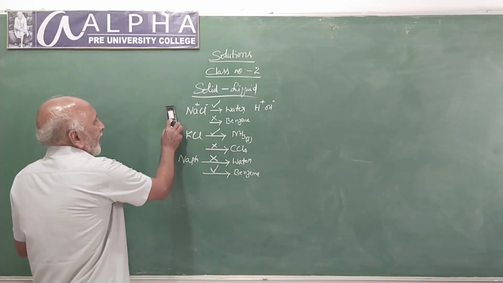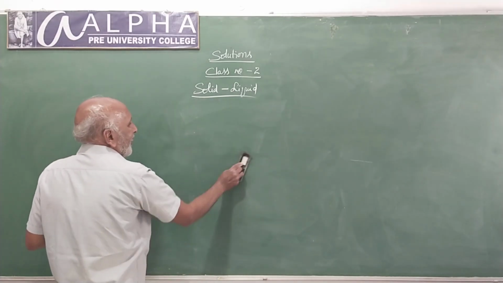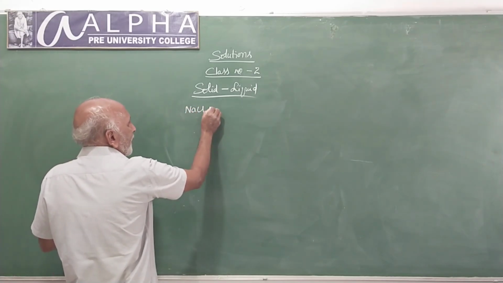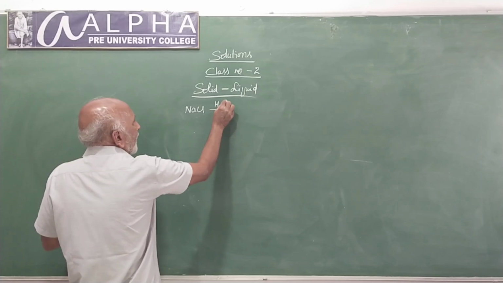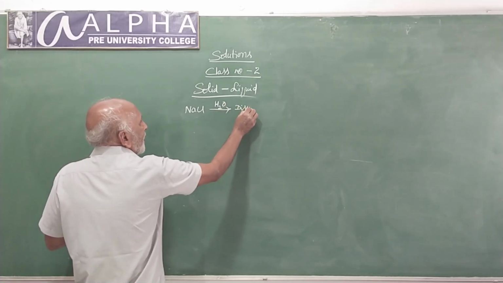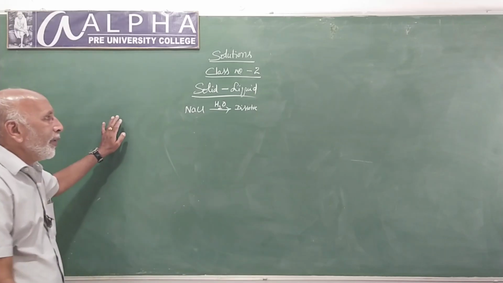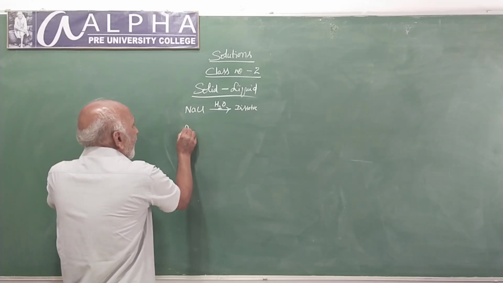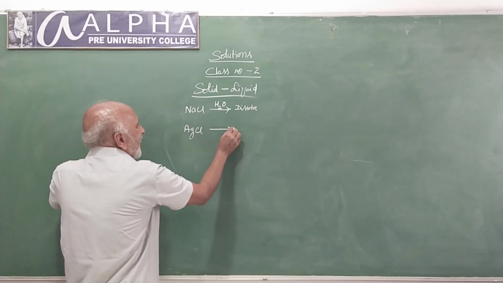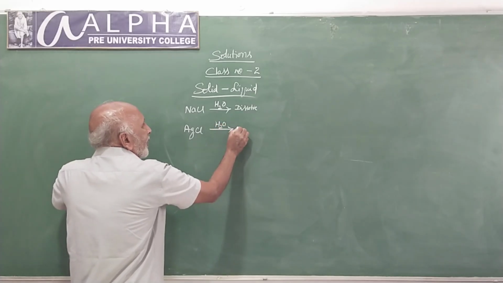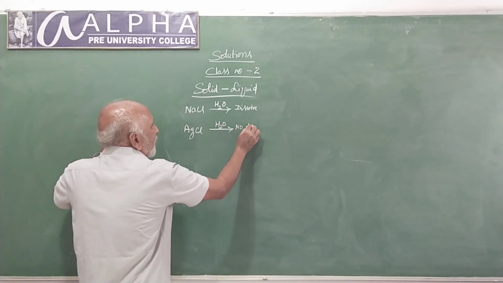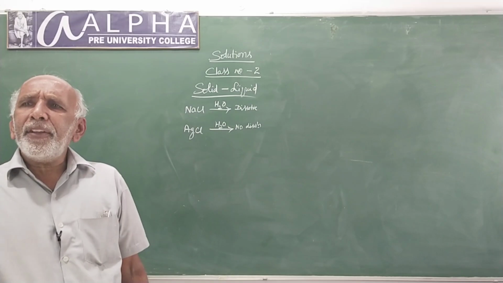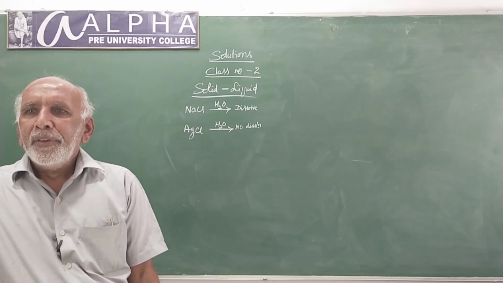See, here you just consider this one. Sodium chloride dissolves in water. Silver chloride in water, no dissolution. Of course, it dissolves only to a very, very small extent, not fairly.